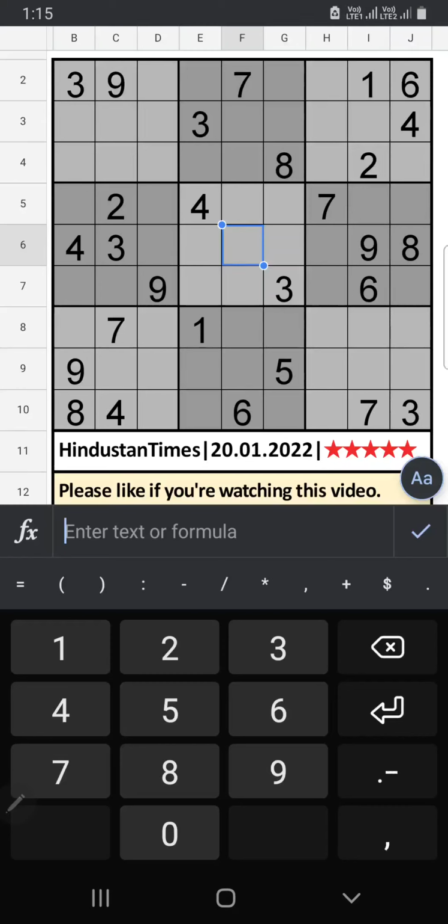Welcome to SkVm Sudoku. I am going to solve Hindustan Times newspaper Sudoku based on January 20, 2022, 5-star Sudoku.